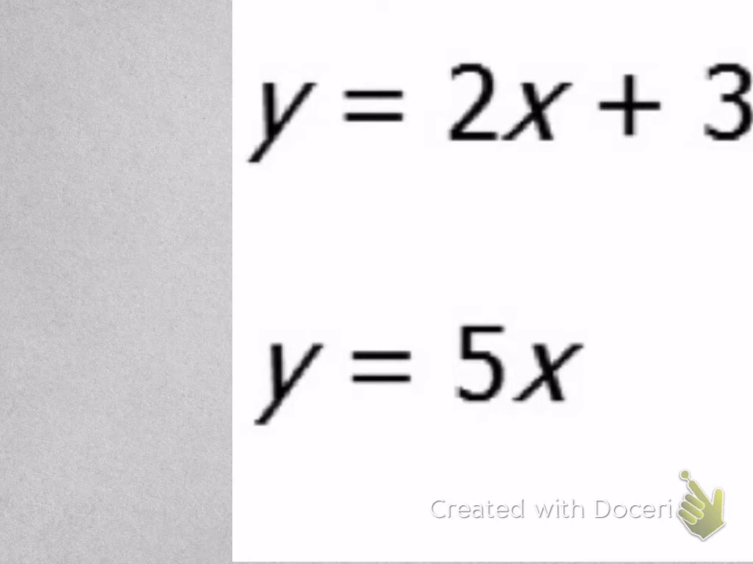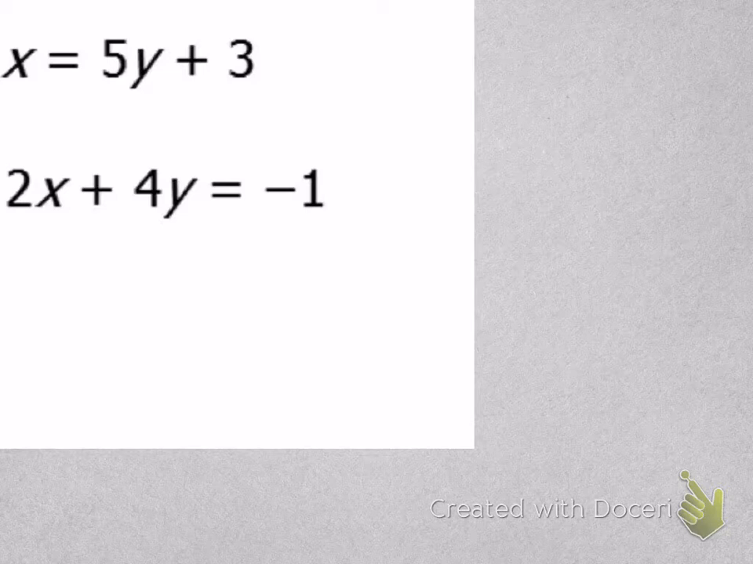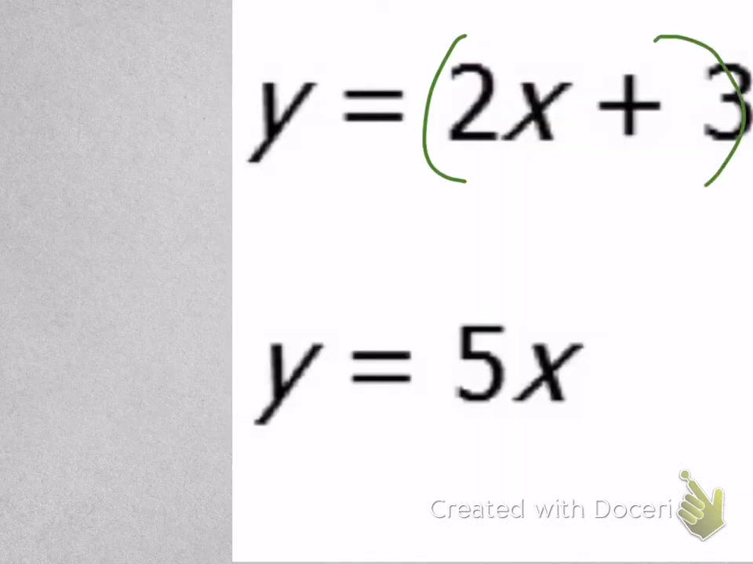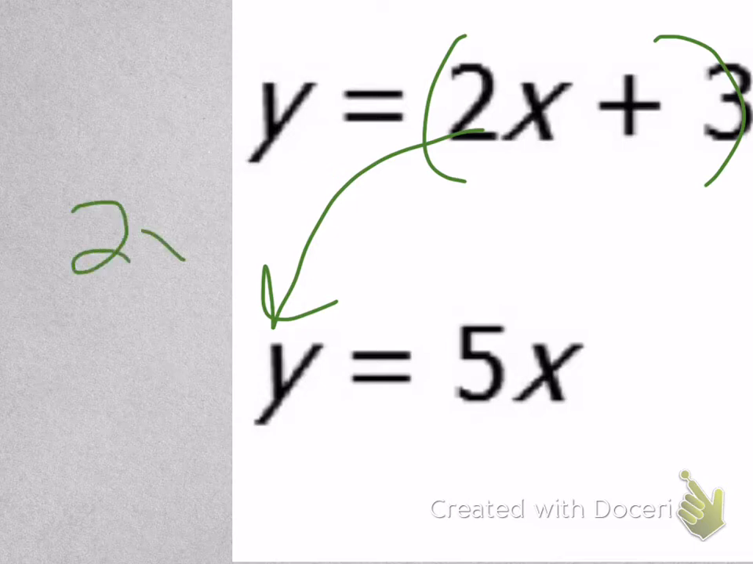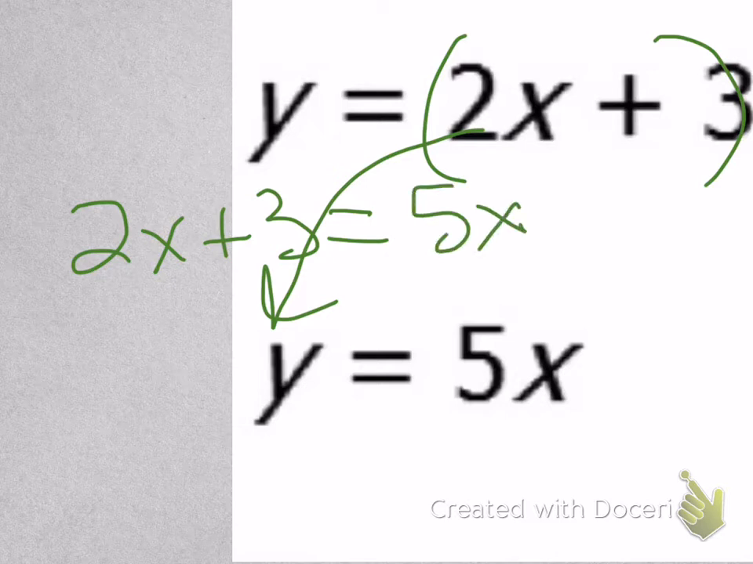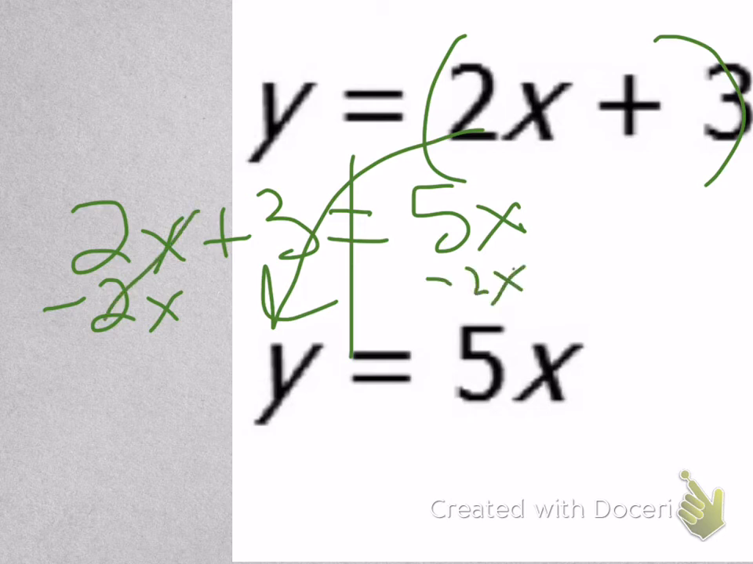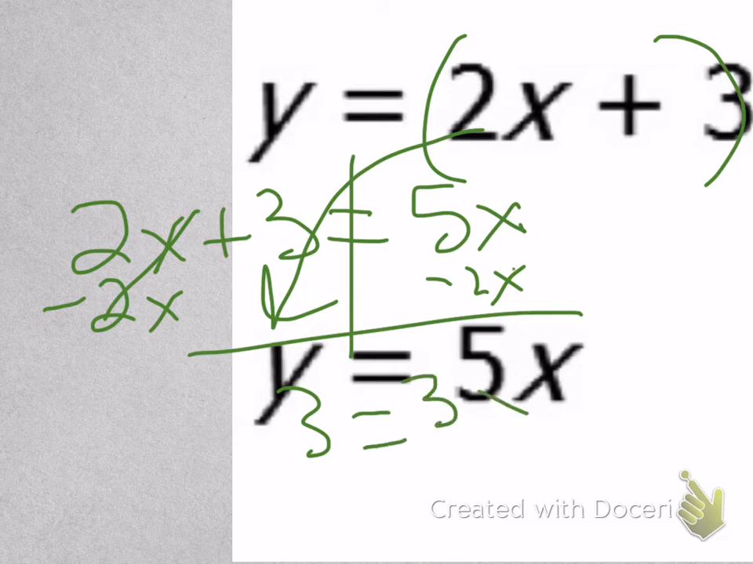So in this example, we have both of them equal to y. So we are going to have them equal to each other. Oops. So I need the parentheses around that, and that goes in for the y. So it's going to be 2x plus 3 is going to equal 5x. Now I have a simple two-step equation. So minus 2x, and 3 equals 3x. So x equals 1.